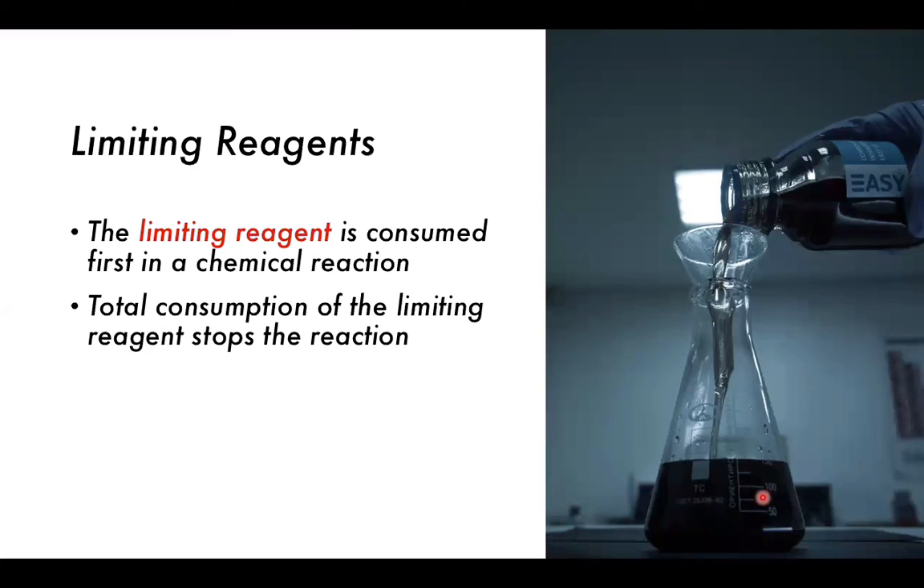In our reactions, we often have limiting reagents, and the limiting reagent is consumed first in a chemical reaction. Total consumption of the limiting reagent stops the reaction. So in a reaction, one reagent is going to be present in a lower concentration than the other, and whenever that reagent is totally consumed, then there can be no more reaction, because the reaction requires all of the reagents in order to proceed.